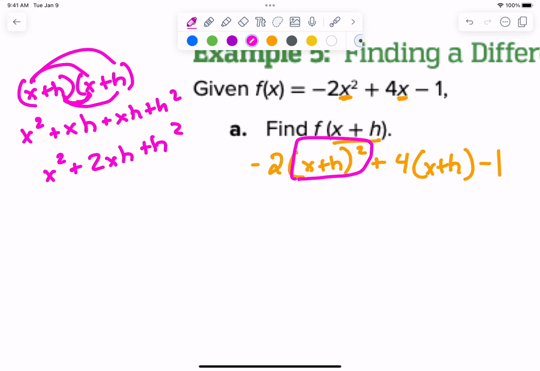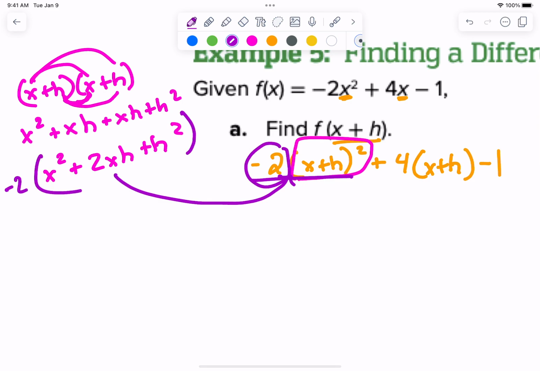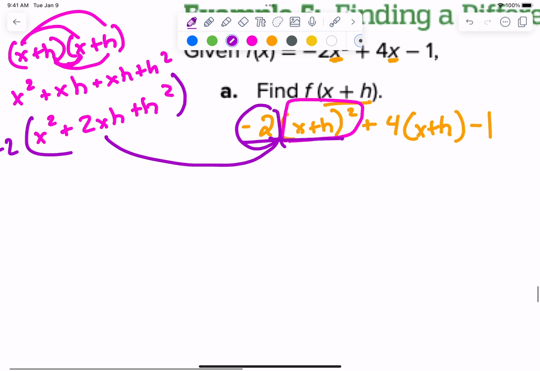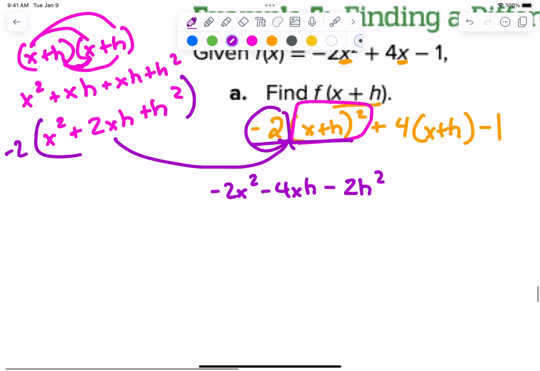Okay, you see where I get that information from? Before I plop him in this spot, what do I have to do with him? I'm going to distribute the minus 2 through. Okay, can I do that? Distribute the minus 2. So, negative 2x squared minus 4xh minus 2h squared. Do you see where I got that? Yeah? That's what this part is. Good?